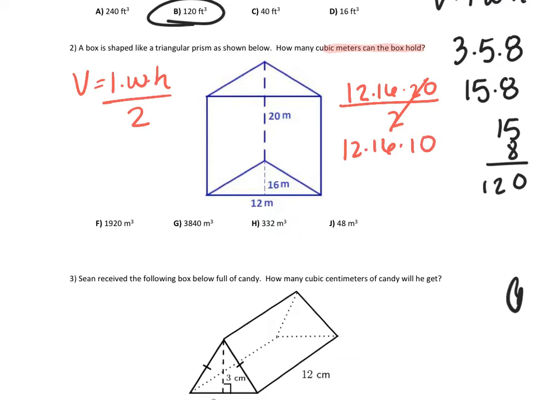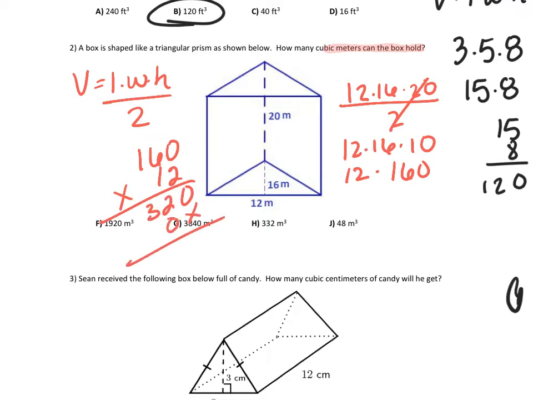You don't have to do it that way. 16 times 10 is 160 because I know that off the top of my head. And then I'm going to do 160 times 12. And we're going to get 1,920, which is answer choice F.